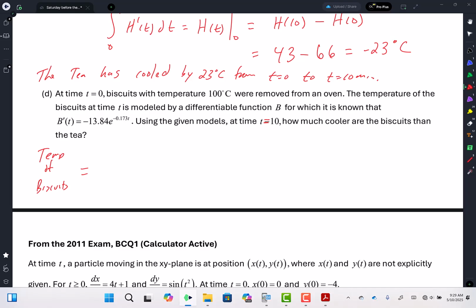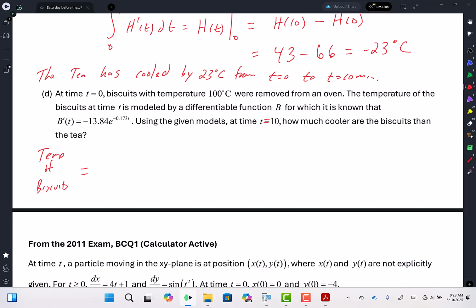Well, I know that initially at 0, the temperature of the biscuits is 100 degrees Celsius, right? And it says the temperature of the biscuit is given by the differentiable function B. So this is the temperature, the B. So that's your initial temperature. And then this derivative here is my change in temperature, the rate of change, in degrees Celsius per minute. Does that make sense?